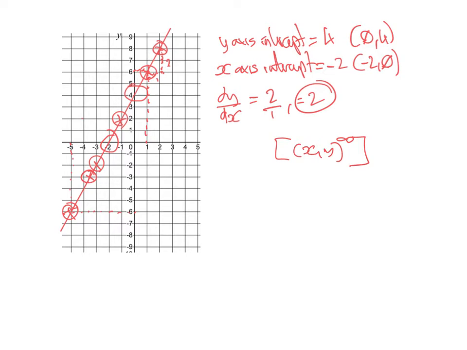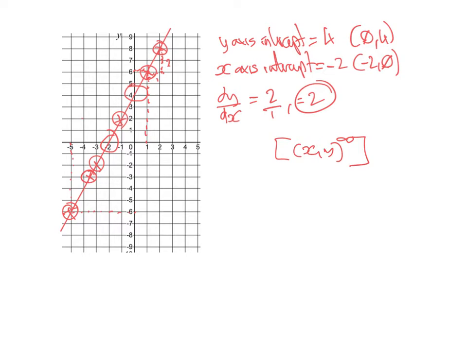It can't be just any x and any y, can it? Because that wouldn't create a straight line. It'd just be a load of crosses or dots all over the place. There would be no straight line. So we need some way of tying the x value to the y value, a rule.